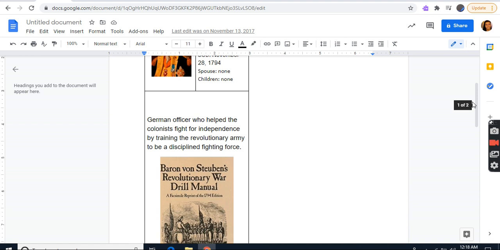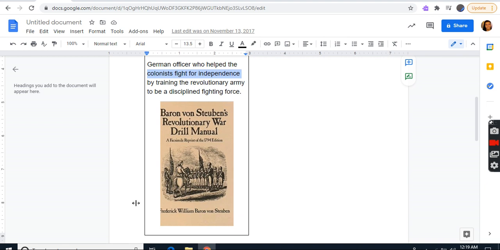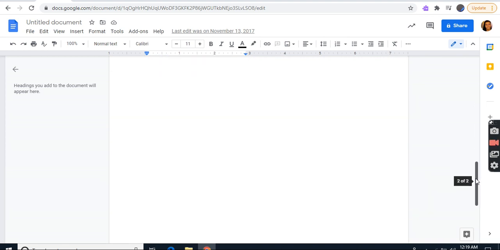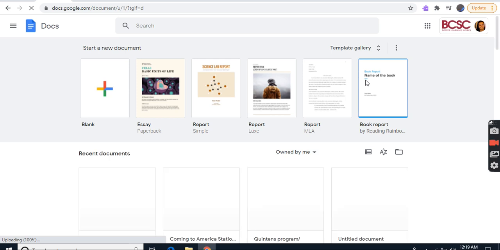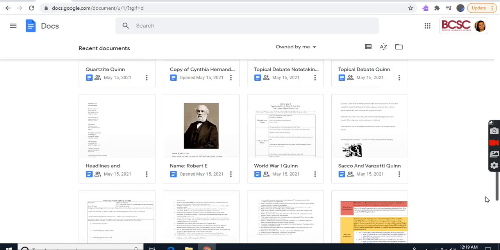Baron von Steuben's Revolutionary War Drill Manual, the facsimile reprint of the 1794 edition. So this is what it looks like. Friedrich William Baron von Steuben. And that was it. We worked on this in social studies class, which is from history.